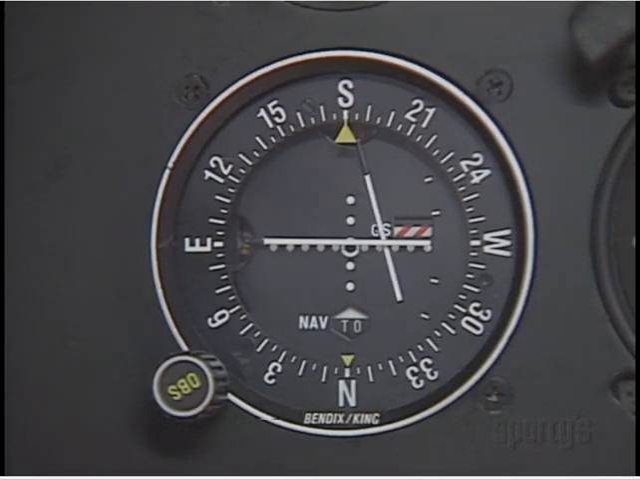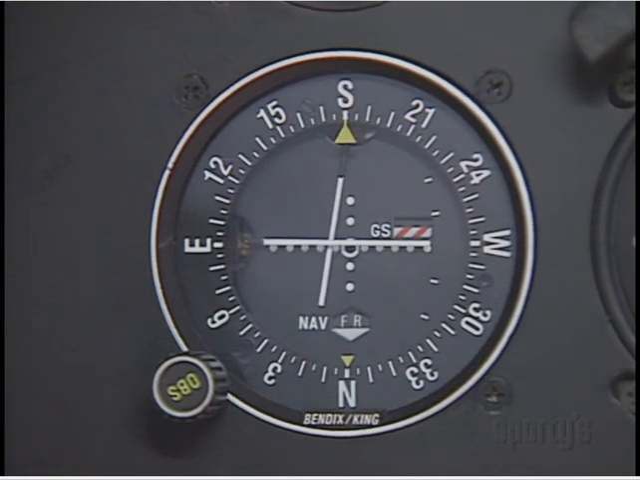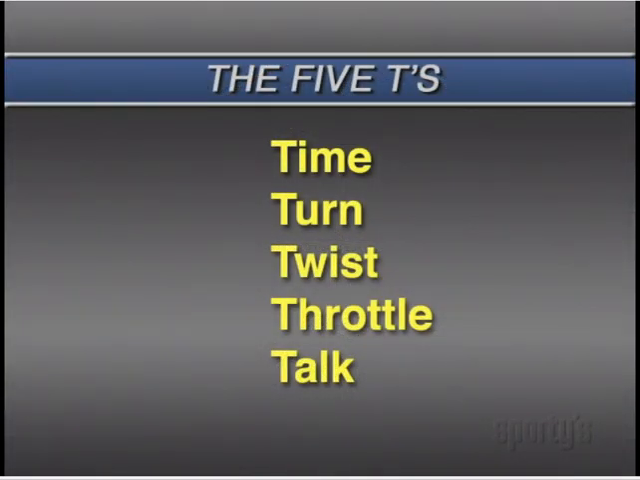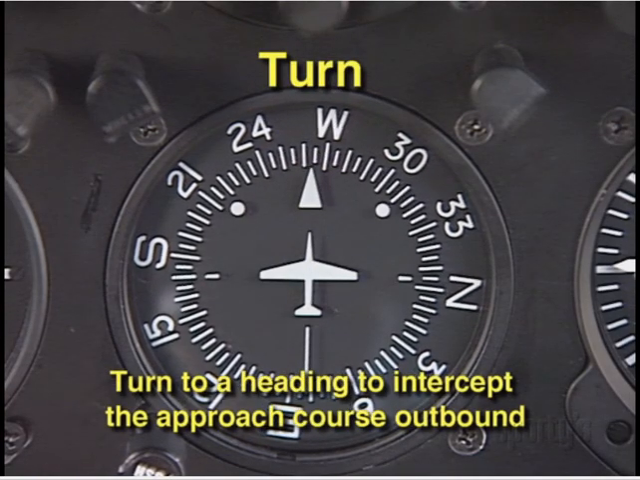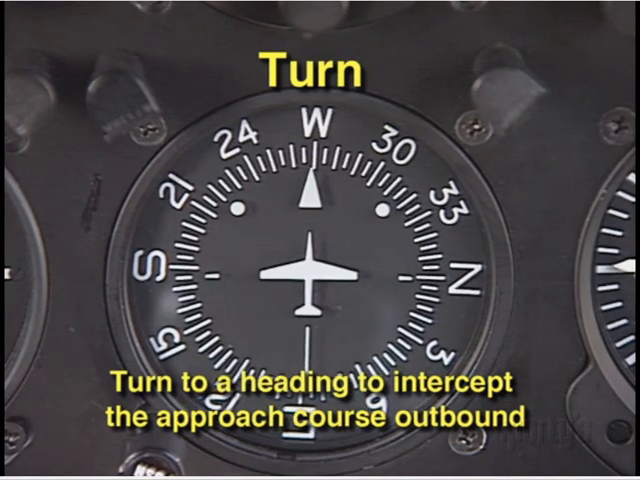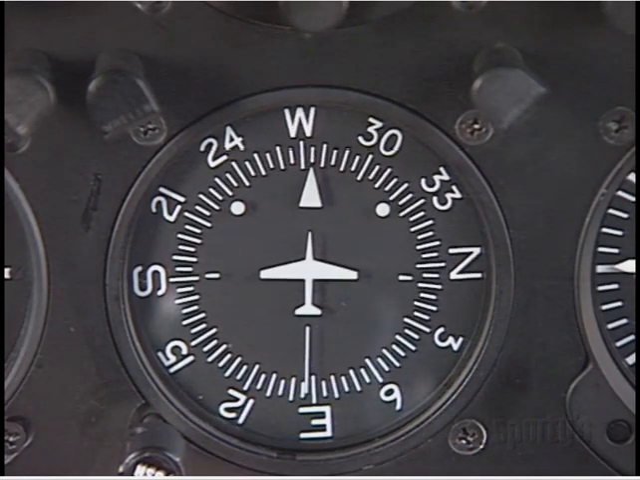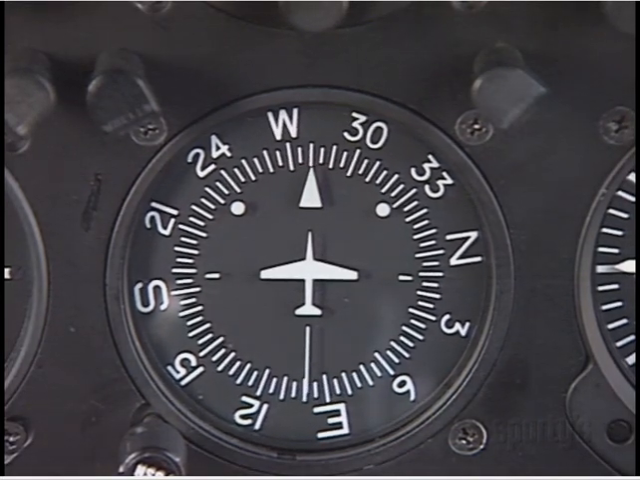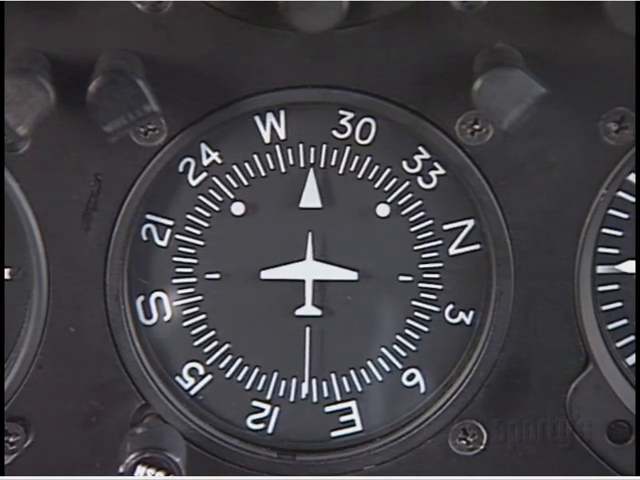As you cross the Riverton VOR DME, put into practice the 5 T's. They are time, turn, twist, throttle, and talk. The first T, time, is not necessary since the VOR is not the initial approach fix. Turn to a heading to intercept the approach course outbound. This turn is made to a heading which will intercept the 275-degree bearing.